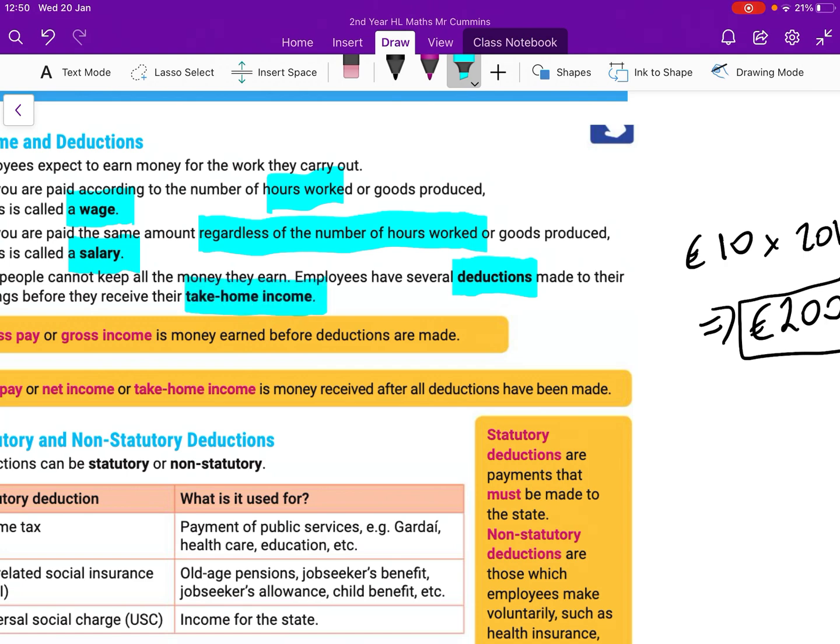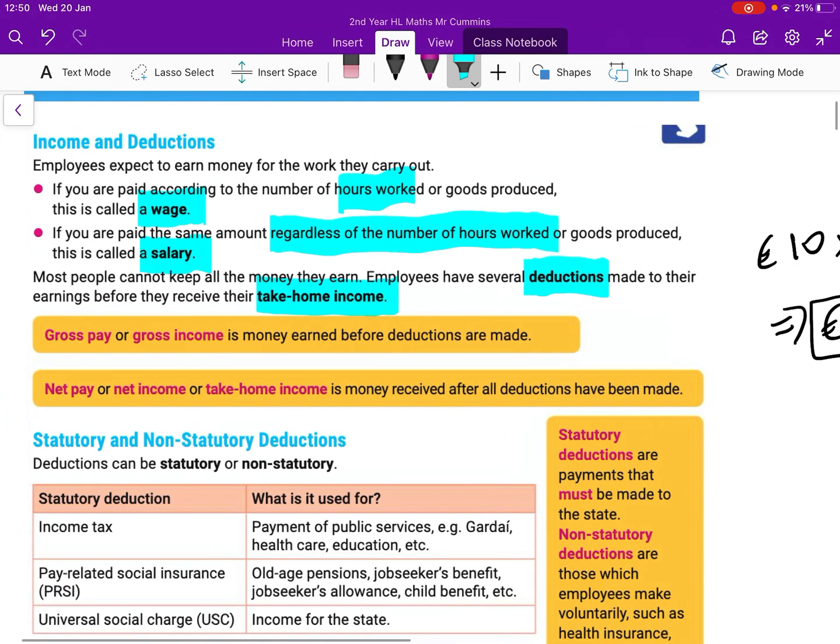So your take-home pay is what you get. So with these kind of ones here, these two big ones, you have your gross pay and you have your net pay. So gross pay is before deductions. So that's how much you would get if they didn't take any money off you for things like tax and PRSI and a pension levy possibly, or universal social charge, the USC. There might be something taken out for health insurance. You don't know, but there's lots of stuff taken out.